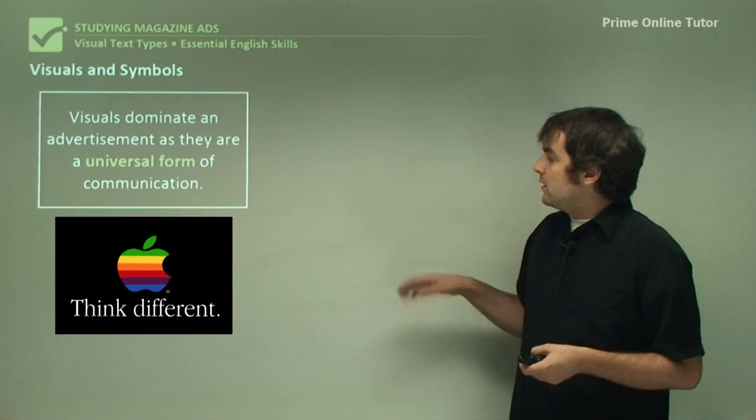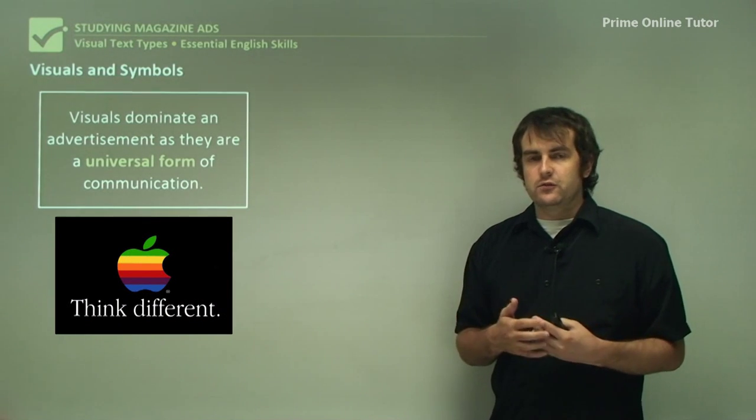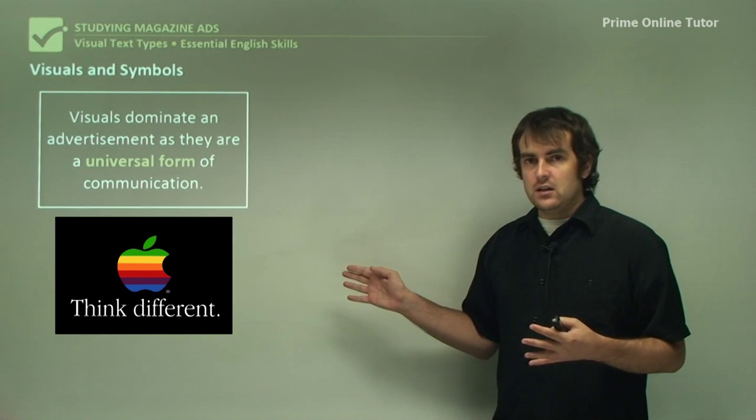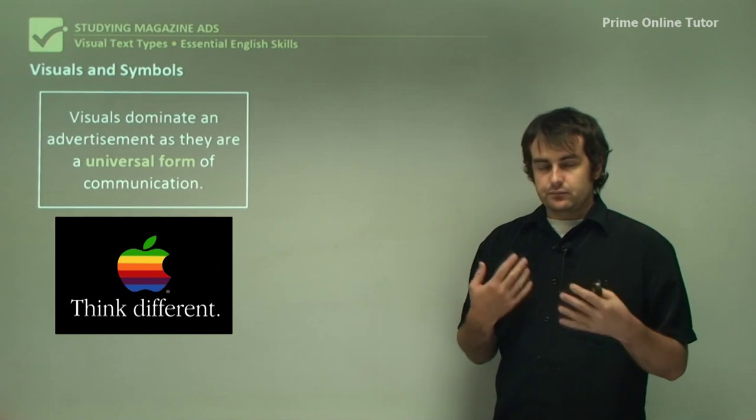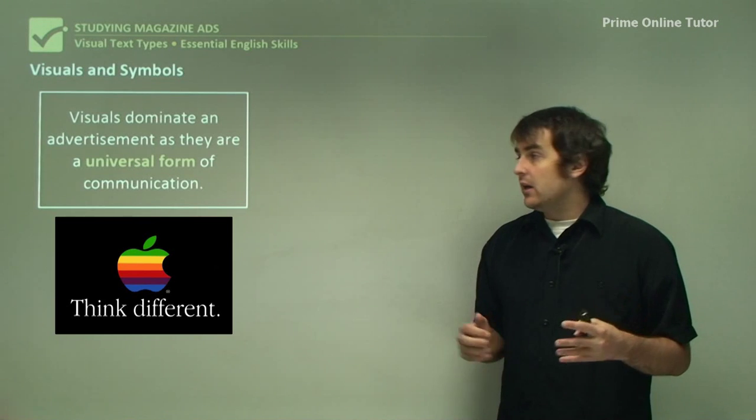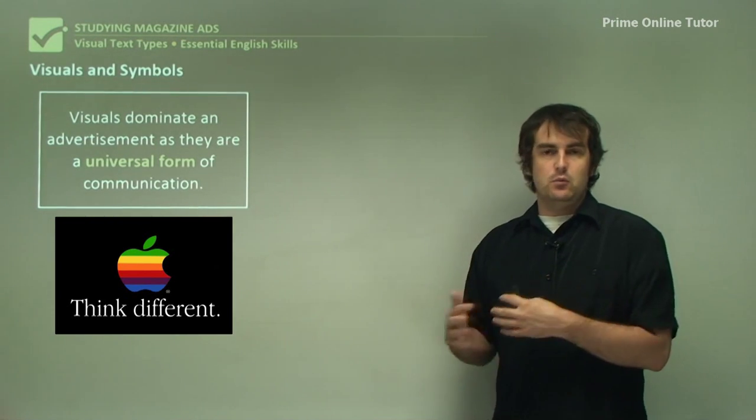Visuals. Now, visuals dominate advertisements because they are a universal form of communication. And basically, this image, you don't have to understand English to know what this is. And that's the reason why visuals are a really strong part of what you're looking at: because they are forms of communication that are the same the world over.